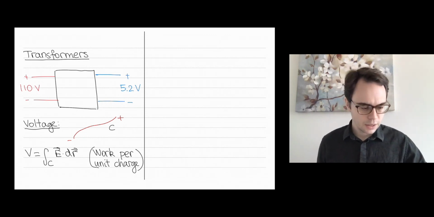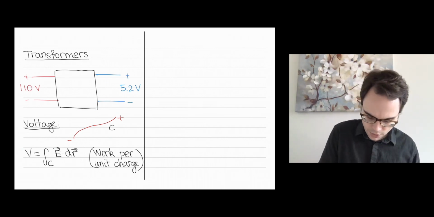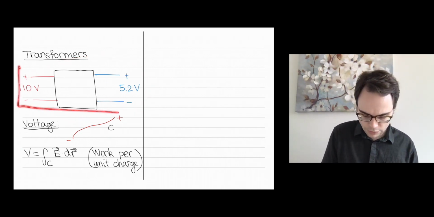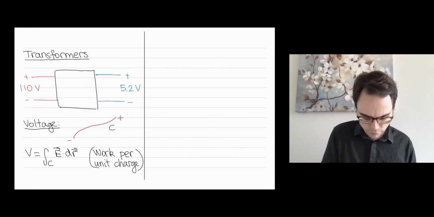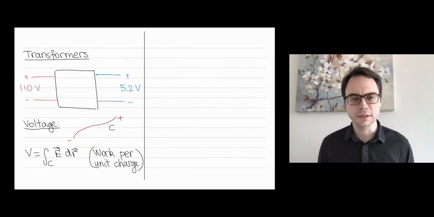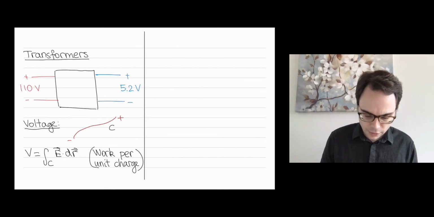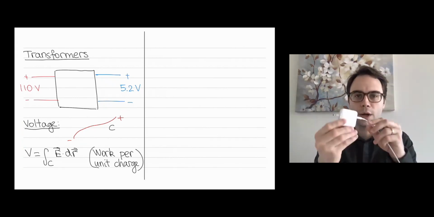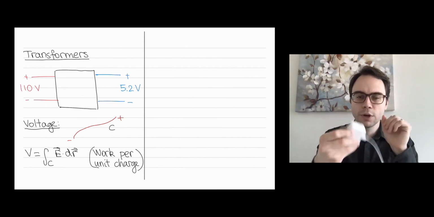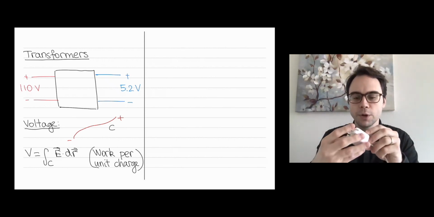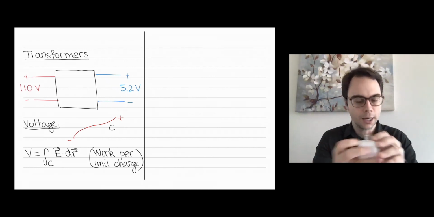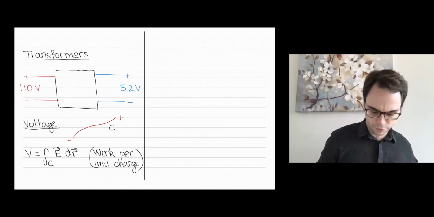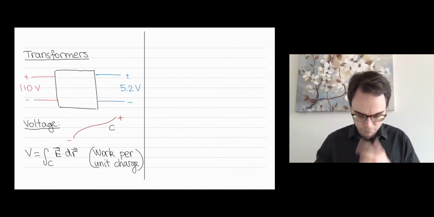So this is the thing we're discussing. A transformer is this box that converts voltages, and voltages are defined like this. Now let's look a little in detail into this box. If you pick this thing up in your hand, you'll see that it's kind of heavy, and the reason is that it has iron inside it, ferrite, some sort of iron-like metal.